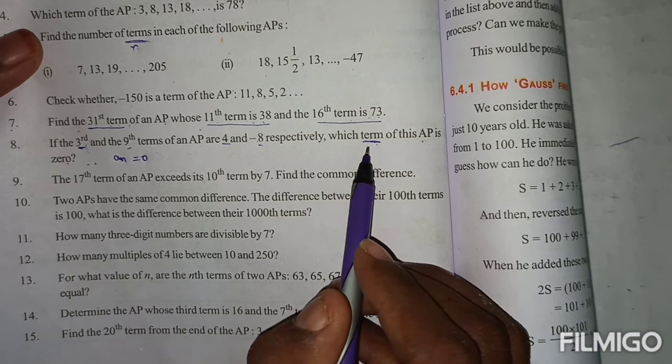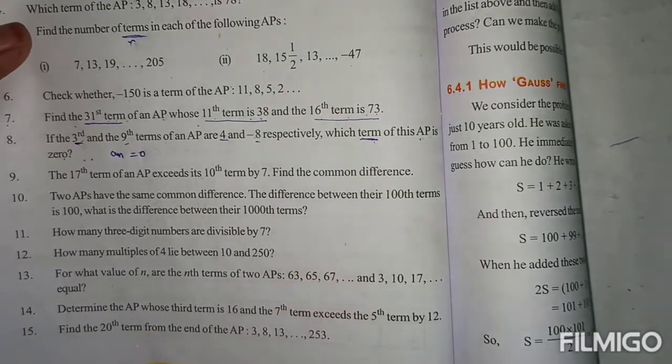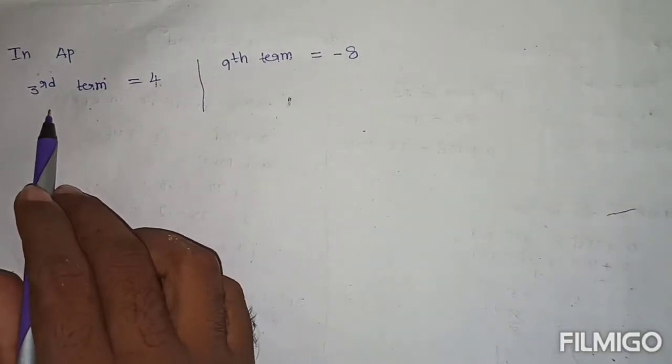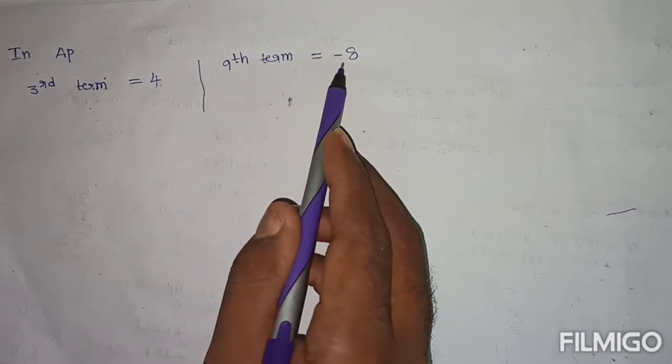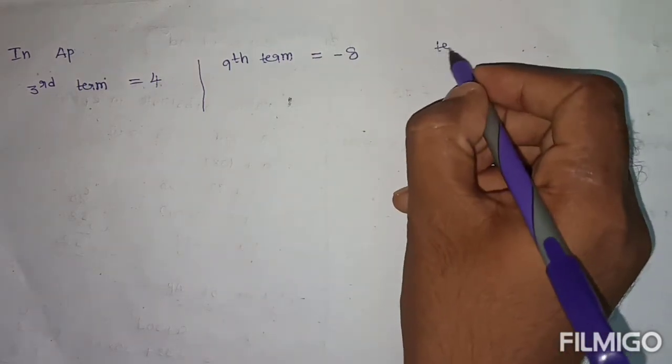Okay, write down the problem question. In an AP, the third term is equal to 4, the ninth term is equal to minus 8. Which term of the AP is 0?